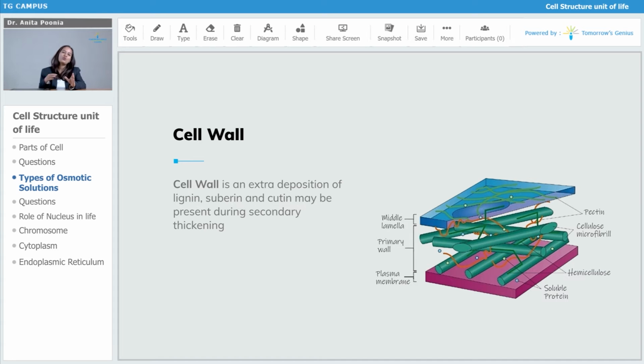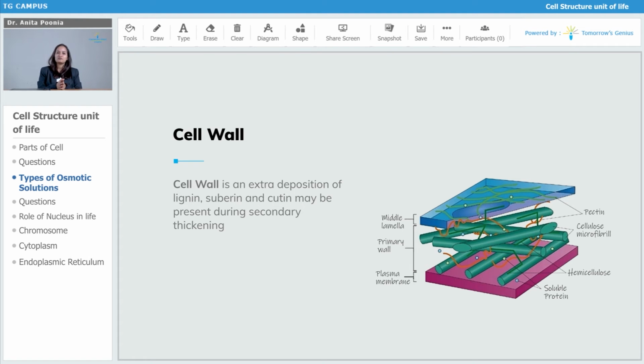Now, understanding the cell wall, why is it present? Why not just be satisfied with the plasma membrane or the cell membrane? Even the plants are good, right? They are living, they are surviving. Why do the plants need a cell wall, and why is it actually necessary?